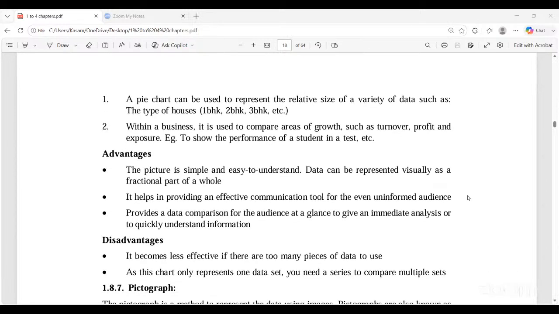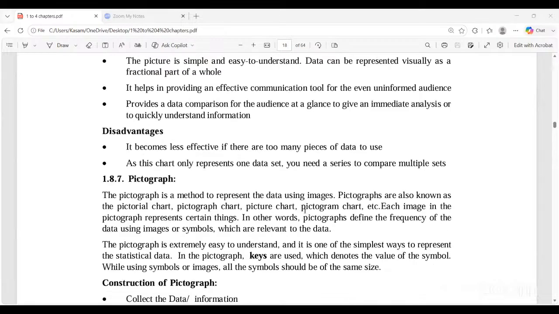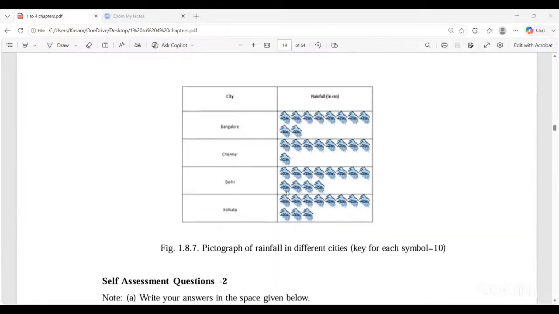Data can be represented visually as fractions of a whole. It provides data comparison for the audience in the class, and allows immediate analysis or quickly understanding information. It becomes less effective when there are too many pieces of data, as the chart only represents one data set. That is the disadvantage we see.